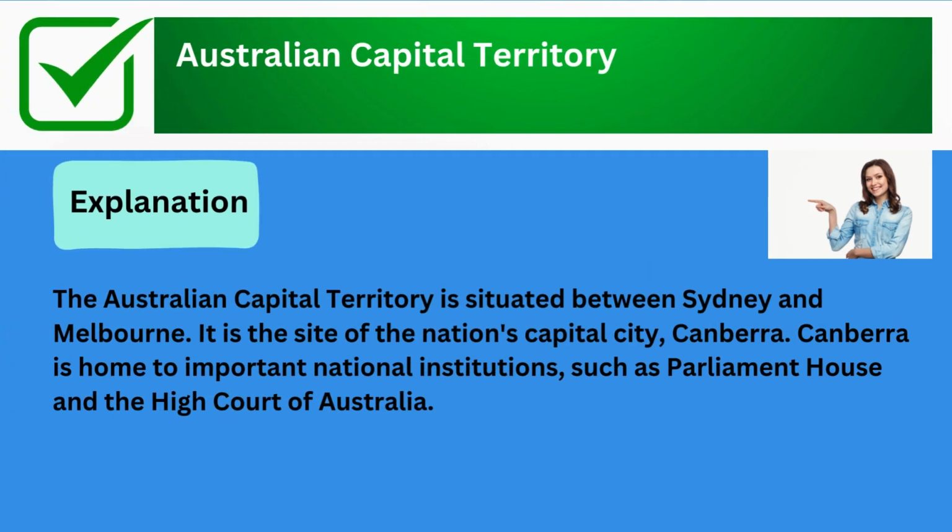The correct answer is Australian Capital Territory. Explanation: the Australian Capital Territory is situated between Sydney and Melbourne. It is the site of the nation's capital city, Canberra. Canberra is home to important national institutions such as Parliament House and the High Court of Australia.